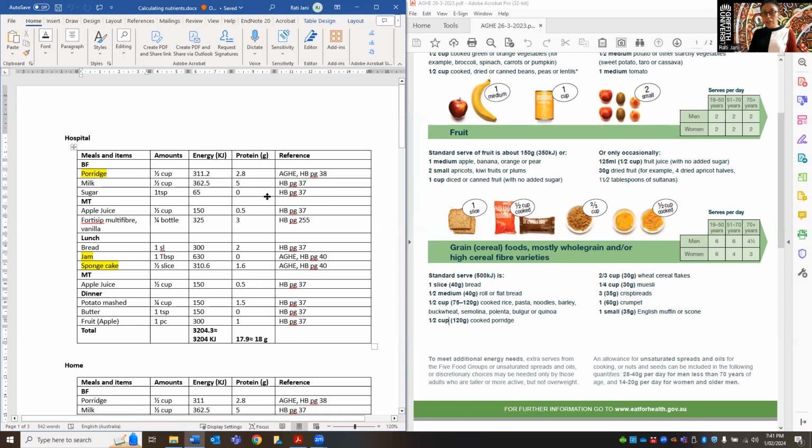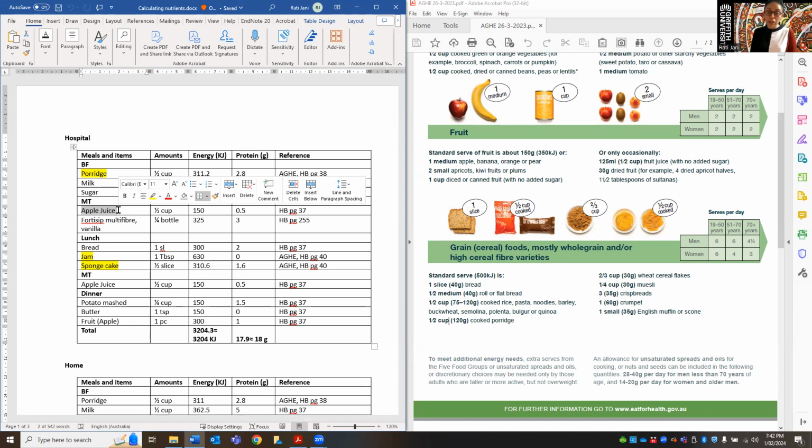Sugar, is it available in the Quick Ready Reckoner? Yes, it is. 1 teaspoon gives me so much energy, no protein. Obviously, it's sugar. I hope this makes sense, guys, as to how I have done the calculations. Apple juice, is apple juice available in the Quick Ready Reckoner? Yes, you have fruit juices available. Doesn't matter apple or orange, juice is juice, fruit juice.